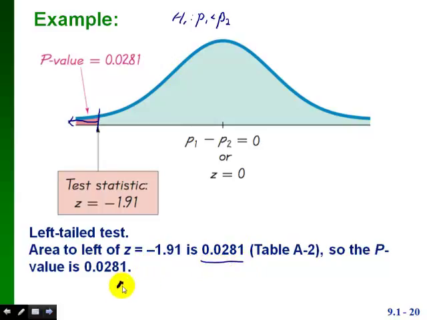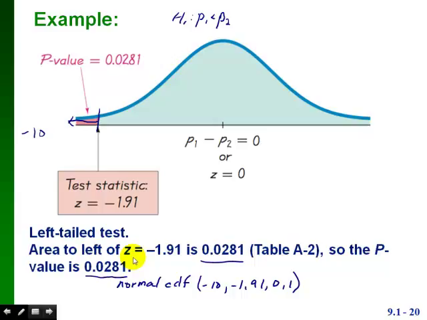If you want to do this on your calculator again, then you would do normal CDF. We'd have to put in a lower bound of, say, negative 10 here, and then our test statistic, and then 0 and 1. All right, either way, we've come out with a p-value of approximately 0.0281.